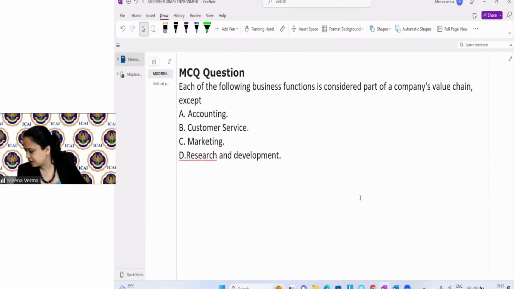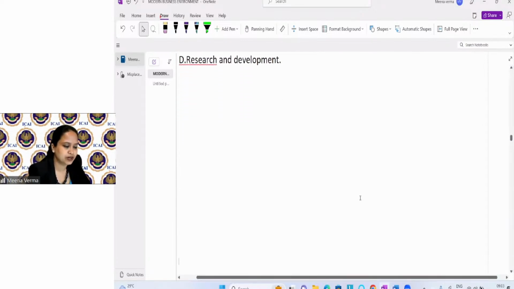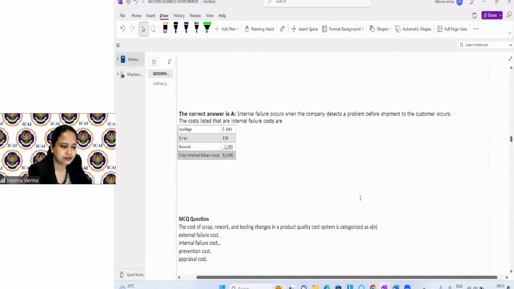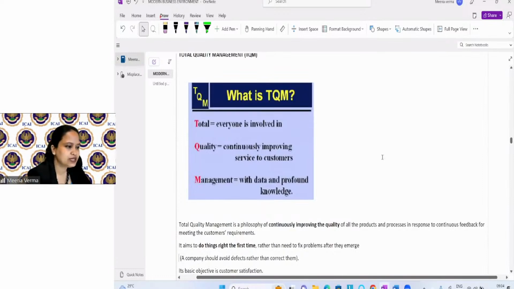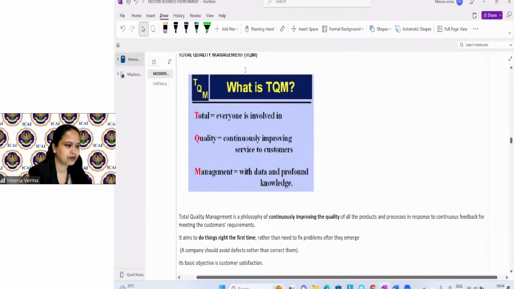Yes, exactly, Janvi. It is because before production. Okay, now let's go to the next topic. Total quality management. Let's see total quality management.